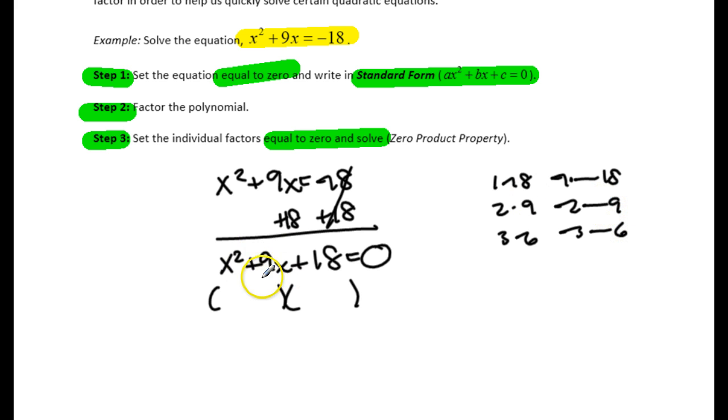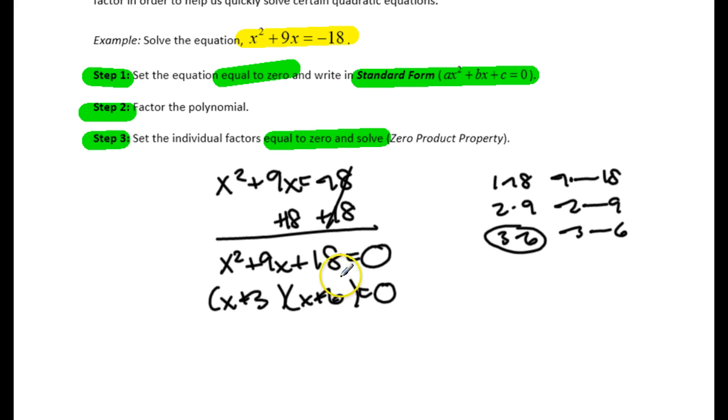So now I want these to add up to 9. Well, which one of these will add up to 9? Positive 3 plus positive 6. So it's (x plus 3)(x plus 6). Now, make sure you bring down the 0. This is important because we're actually solving it.